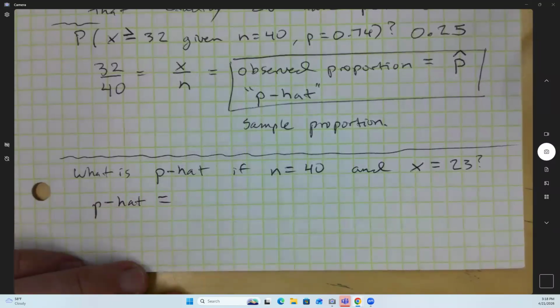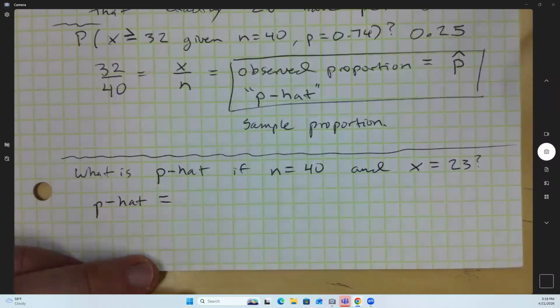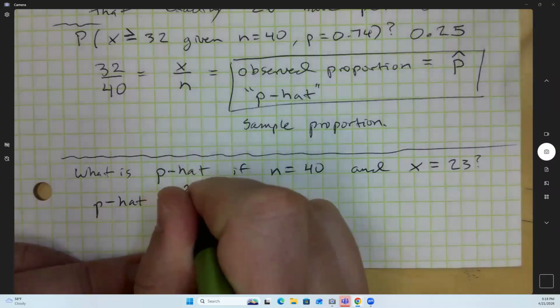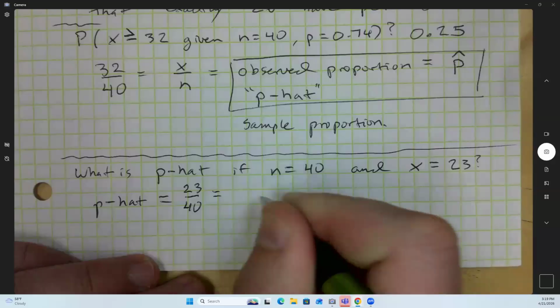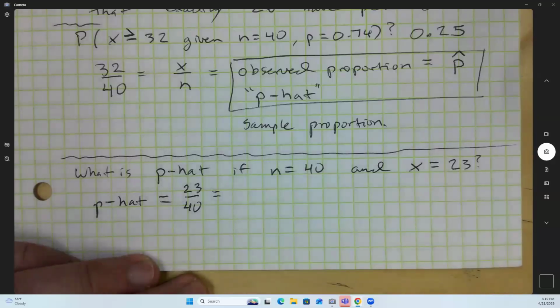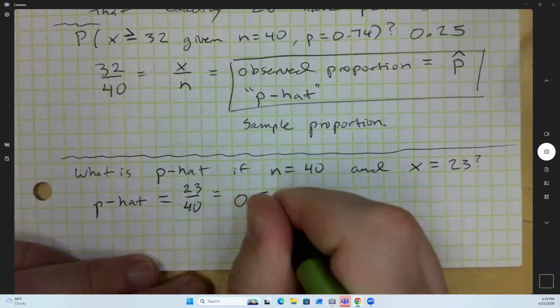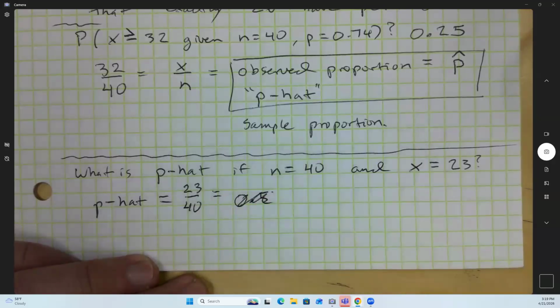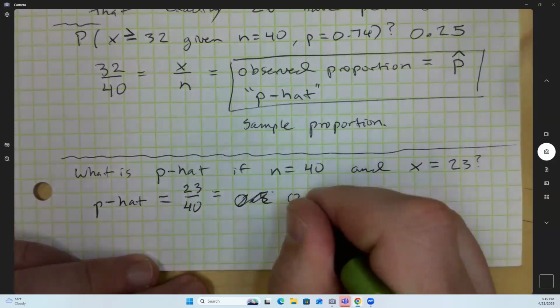I don't need a decimal, by the way. A fraction's totally fine because it's still a number. And if you wrote it as a fraction, it's literally just 23 over 40. I'm going to stick with decimals, not percent. So I'm going to do 0.5, no, 57. Yeah, 0.575.